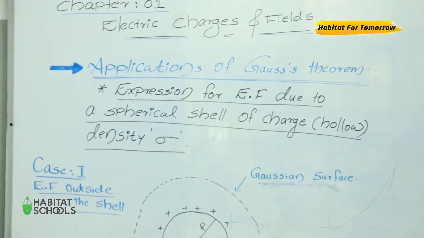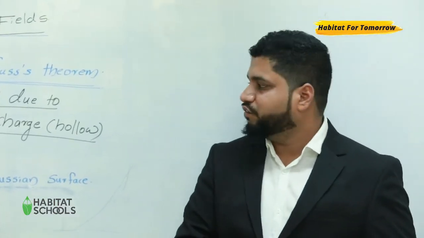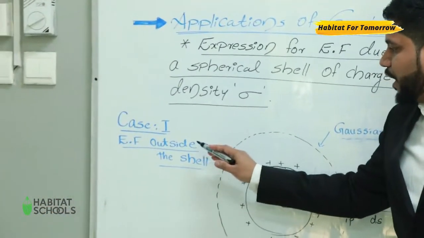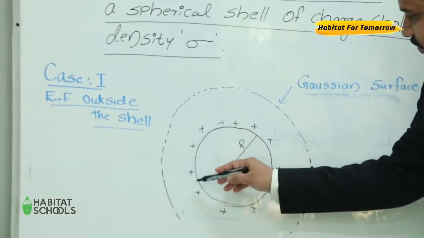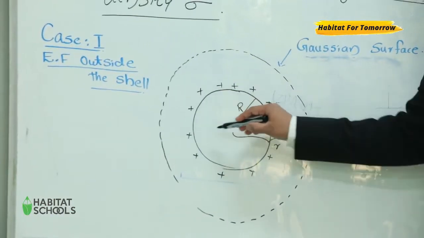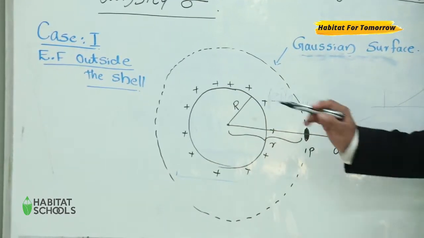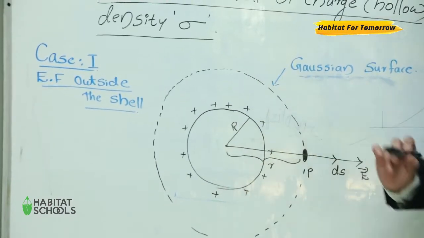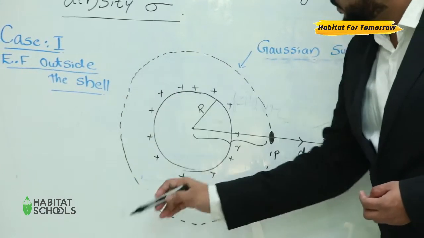So here we need to consider the three cases, case 1, case 2 and case 3. First we can consider case 1, electric field outside the shell. So here you can consider one hollow spherical shell, and capital letter R is the radius of this sphere. On the surface of this spherical shell, charge is distributed. So you can see electric field will form outside.